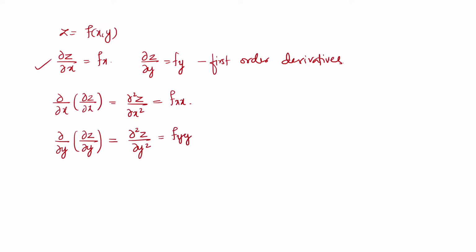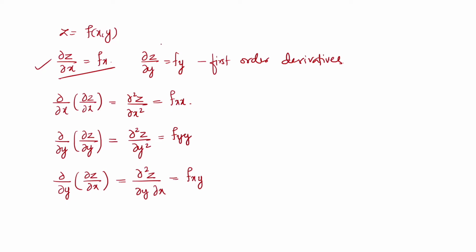Okay, so there are some more derivatives, isn't it? We can differentiate this first function dou z by dou x, that is fx, with respect to y again, isn't it? Therefore, we can write dou by dou y of dou z by dou x. Now we'll write this as dou square z by dou y dou x. This is equal to, we will differentiate this fx with respect to y again, that is fxy. You'll get fxy. Okay, this is again a second order derivative.